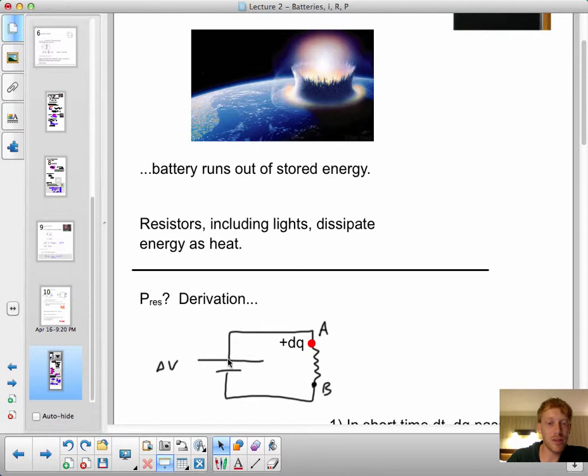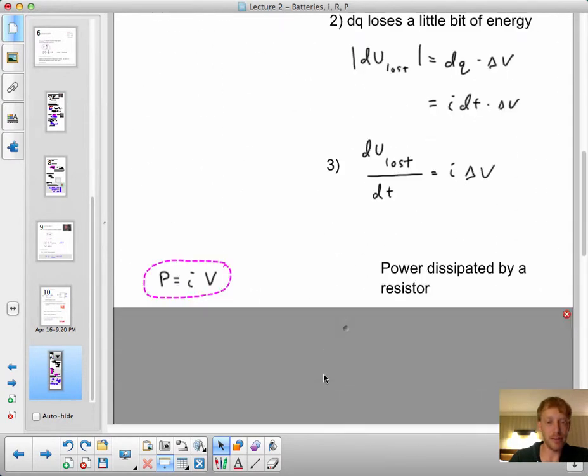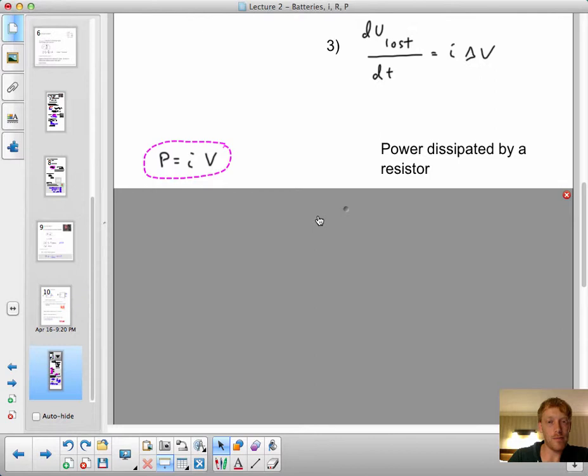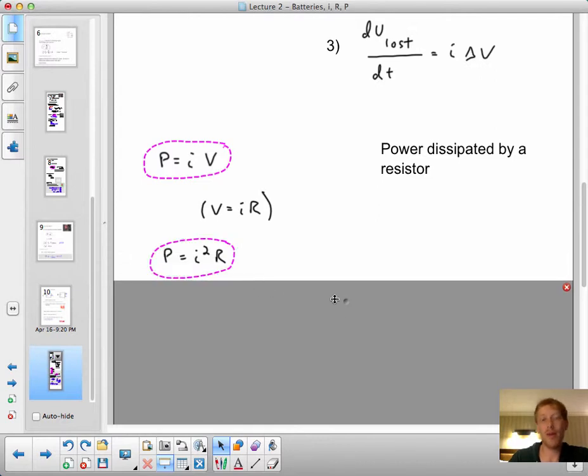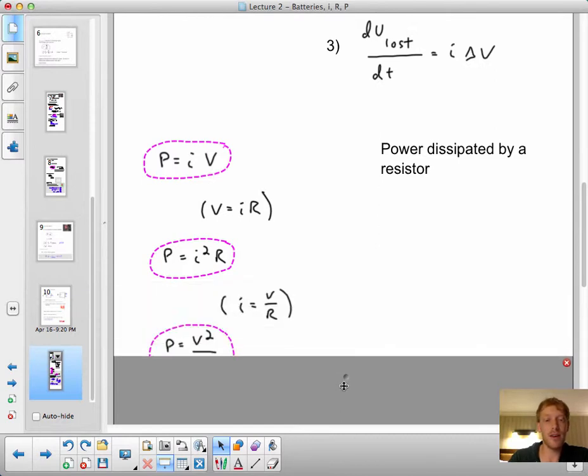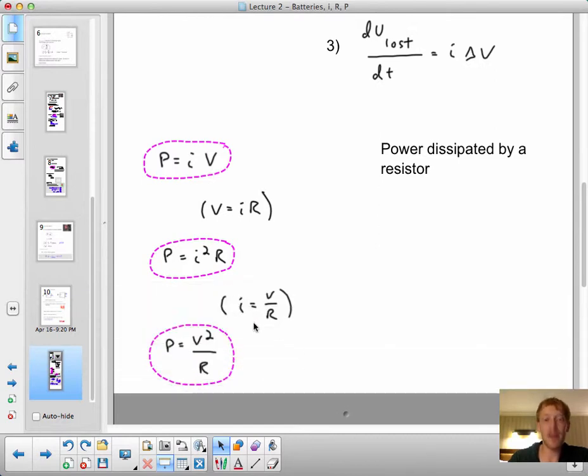And what's going on here in a circuit like this, let's ignore this charge dq there, is that a battery is always putting energy into the circuit, and a resistor is always taking energy out of a circuit. If you substitute the Ohm's law expression into this expression for a resistor's power, you can find equivalently that the power output by a resistor is the current through it squared times the resistance. And if you substitute Ohm's law into it a different way, you can find that another expression for the power output by a resistor is V squared over R.